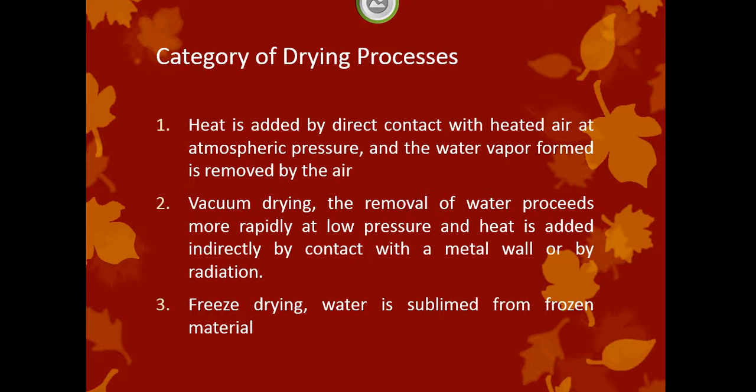This is the usual case. In the case of the vacuum dryer, the removal of water proceeds more rapidly than in the first one, and it's under low pressure. As such, it's called a vacuum dryer. So heat here is indirect. The heating process is indirect and it could be accomplished by contact with the metal wall or by radiation.